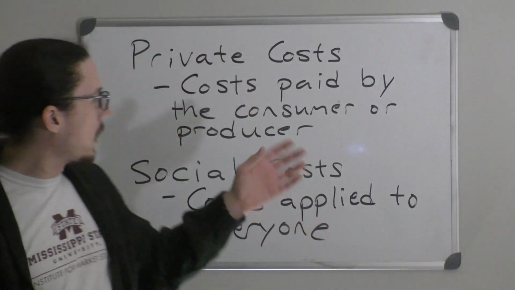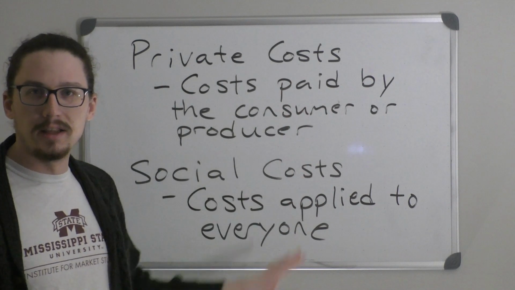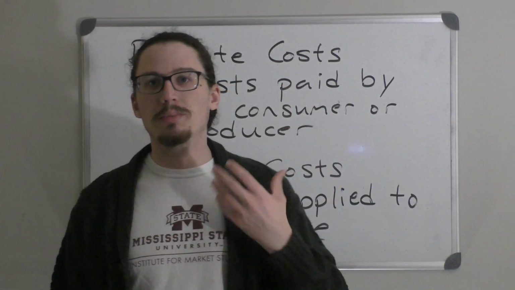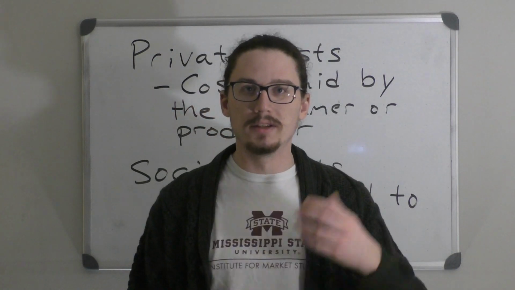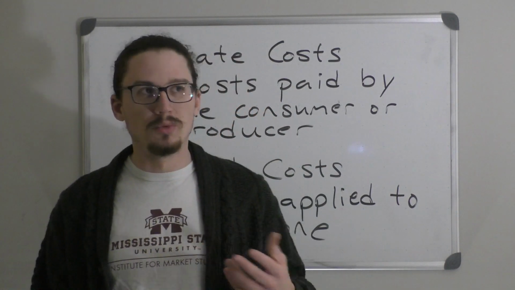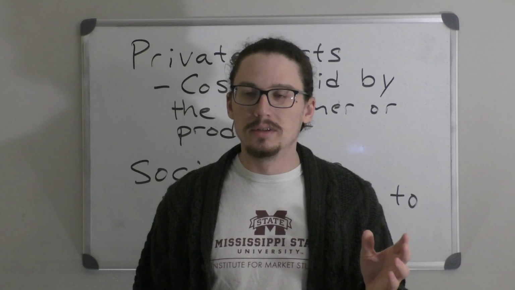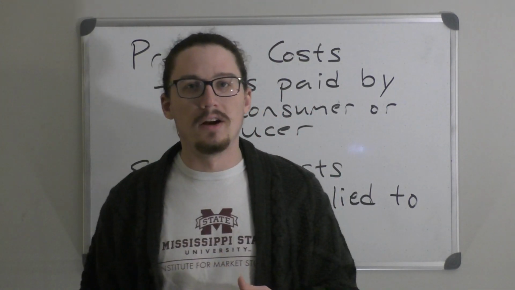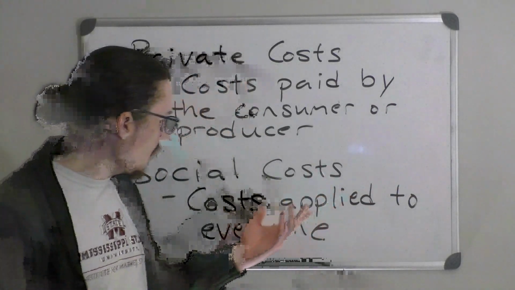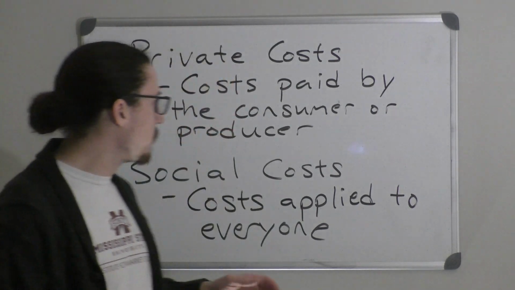The private costs are the ones that people use to make their own decisions. How much is this? At this point I'm going to point out that I'm just defining costs, but these apply to benefits as well. Private benefits follow the same logic. Those are benefits that are reaped, the benefits gained by consumers or producers. Social benefits are benefits applied to everybody.